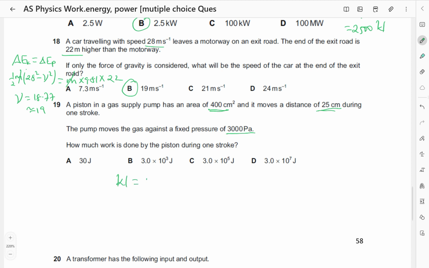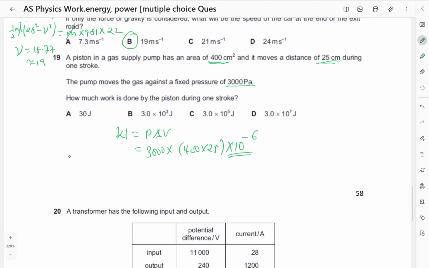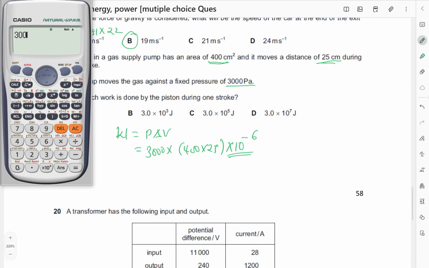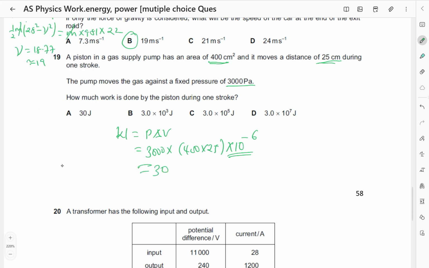So work done is equal to pressure times change in volume. The pressure is 3,000. The change in volume is going to be 400 times 25, that is in centimeters cubed. So I'll multiply by 10 power negative 6 to change it to meters cubed. So this is going to be 3,000 times 400 times 25 times 10 power -6, which is 30. So this is automatically 30 joules. So the answer is going to be A.